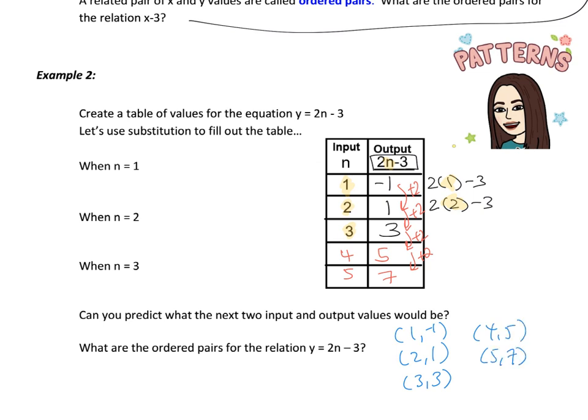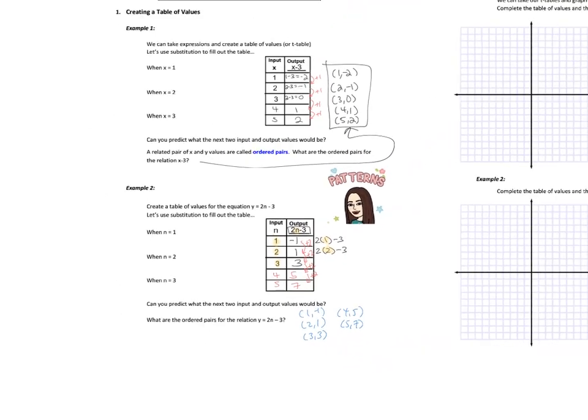Okay. So to predict what our next values are going to be, you're going to use the pattern on the output side, okay? And then to get the ordered pairs, you're going to put in your input and your output as a pair like this. All right, so that's how we fill out a table of values or t-tables given an equation.